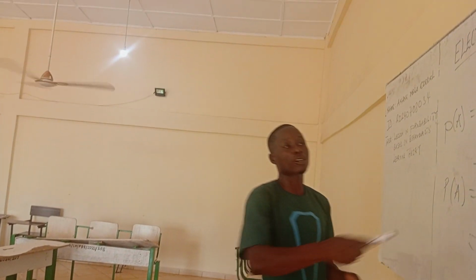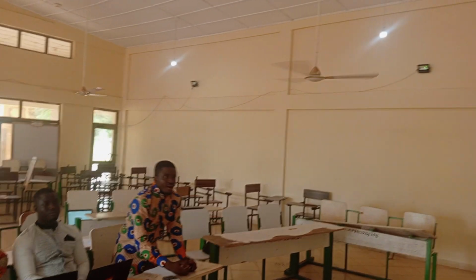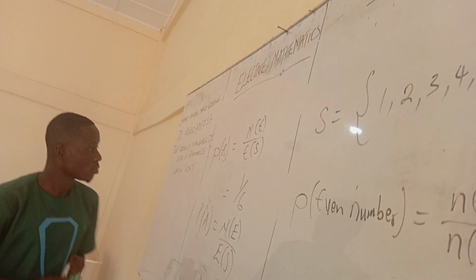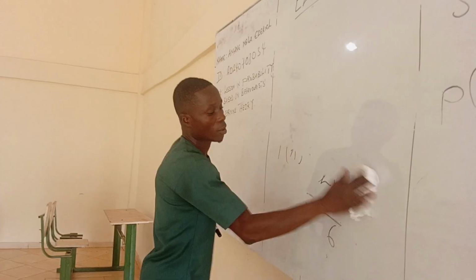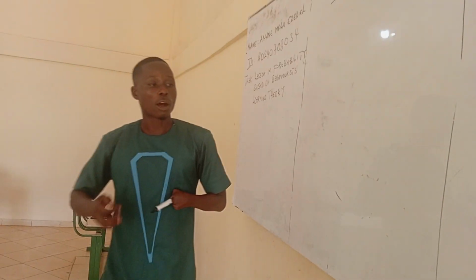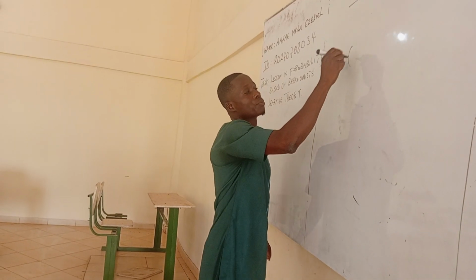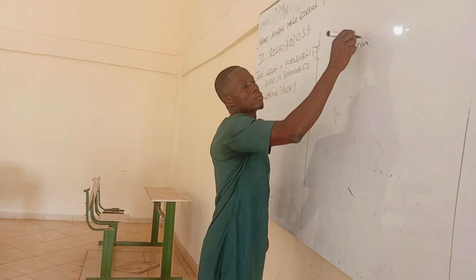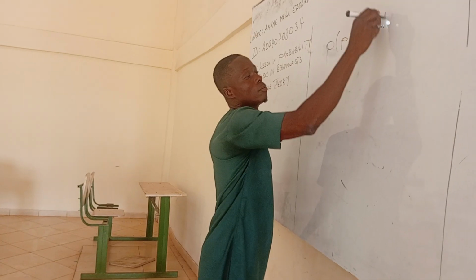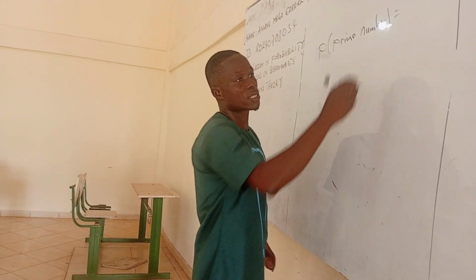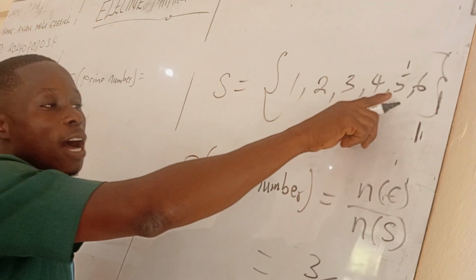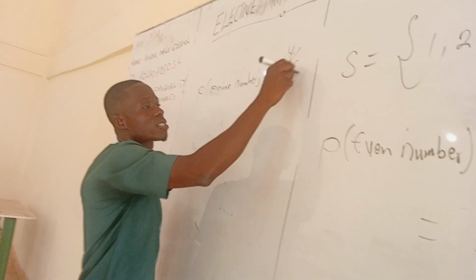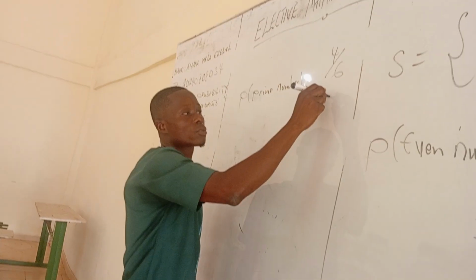How many prime numbers can be found here? Yes, 4: 1, 2, 3, and 5. So the probability of prime numbers will give us 1, 2, 3, and 5. So that is 4 over what? 6. This gives us 2 over 3.